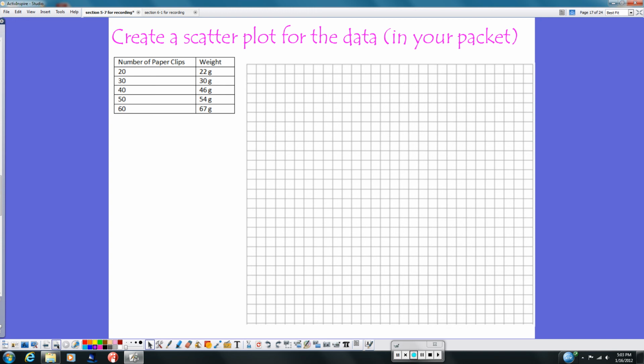So today, what I'd like us to do is create a scatter plot for the data. This is in the packet that I've given you in class. What I want you to do is come up with a scatter plot and then come up with a trend line.